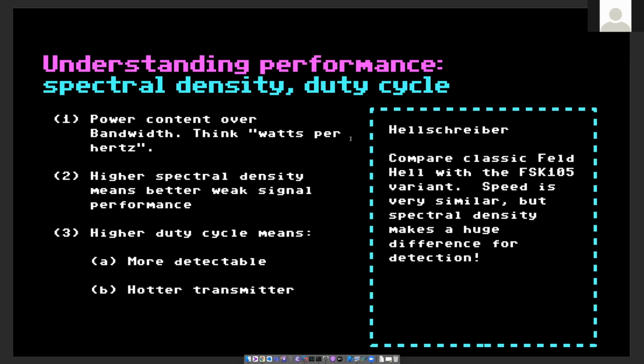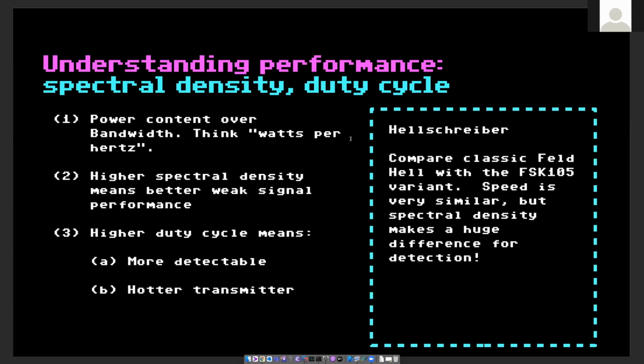Another thing to think about is duty cycle. So Anthony was talking about how with FT8, you can't run at full bore on your transmitter because FT8 is a high duty cycle mode. But higher duty cycle means you're putting power out at a higher level more consistently, which means more spectral density, which means more detectability. So some modes give you a trade-off between these things.